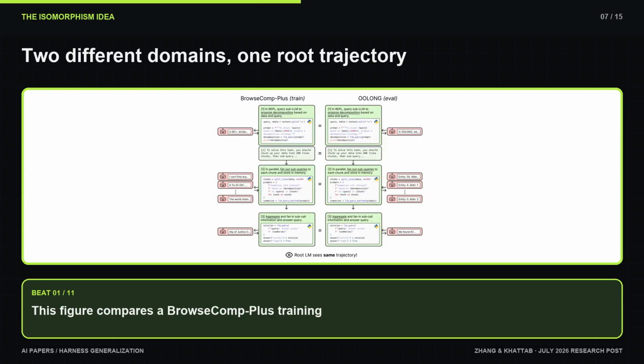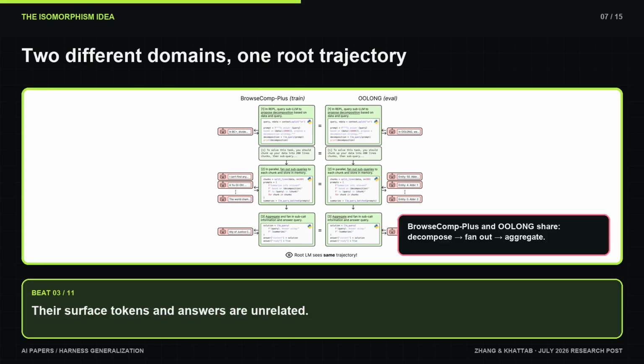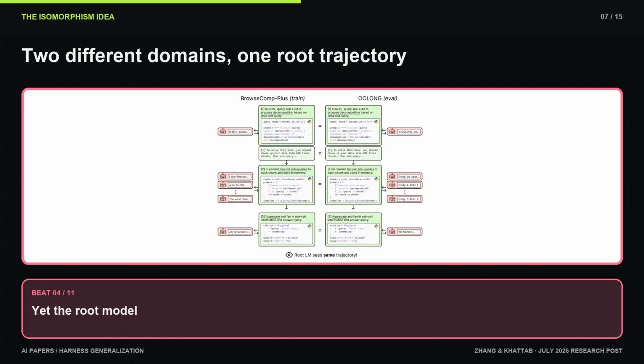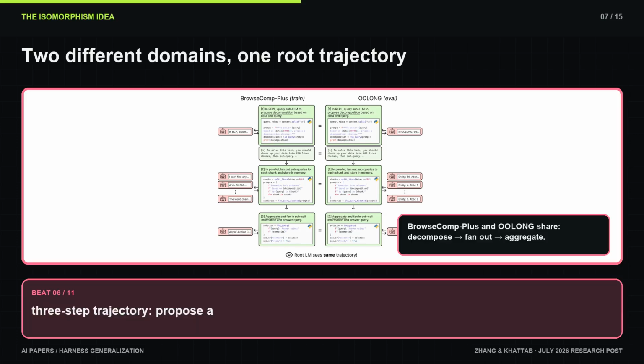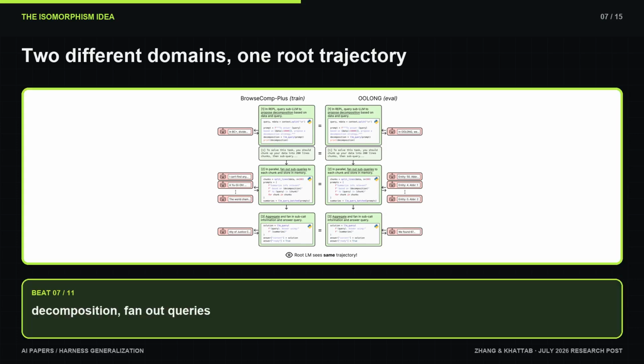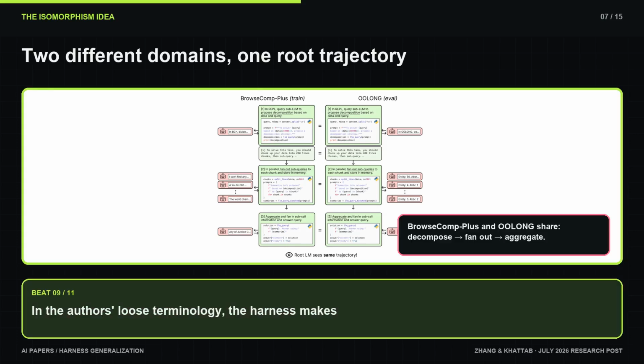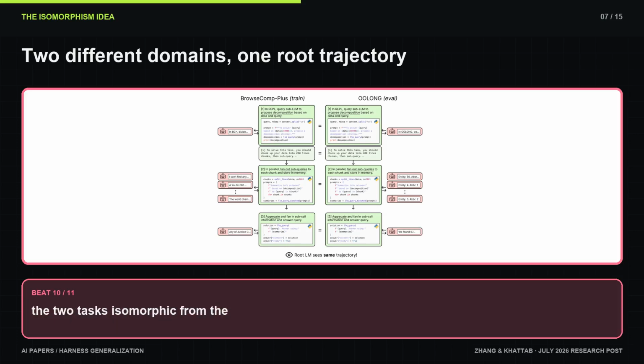This figure compares a BrowseComp-Plus training problem with an OOLONG evaluation problem. Their surface tokens and answers are unrelated. Yet the root model can follow the same three-step trajectory. Propose a decomposition, fan out queries over chunks, then aggregate the stored results. In the author's loose terminology, the harness makes the two tasks isomorphic from the root model's point of view.